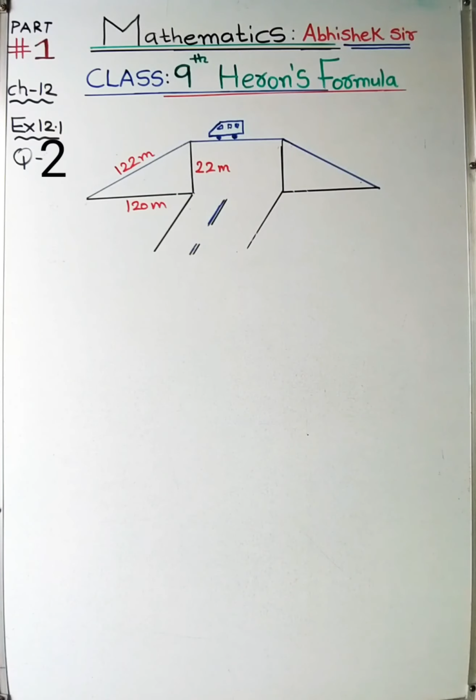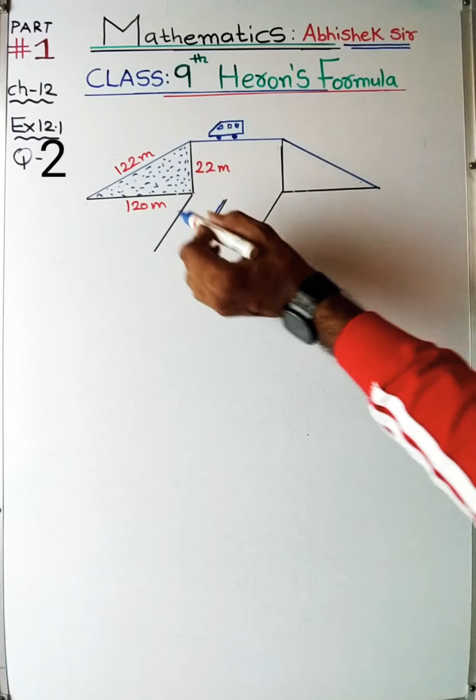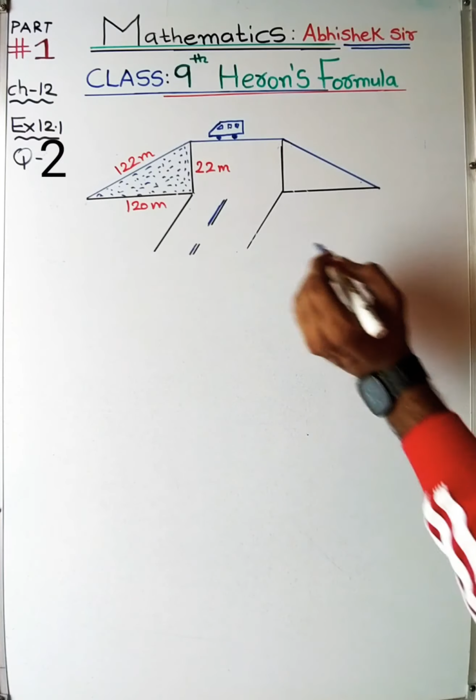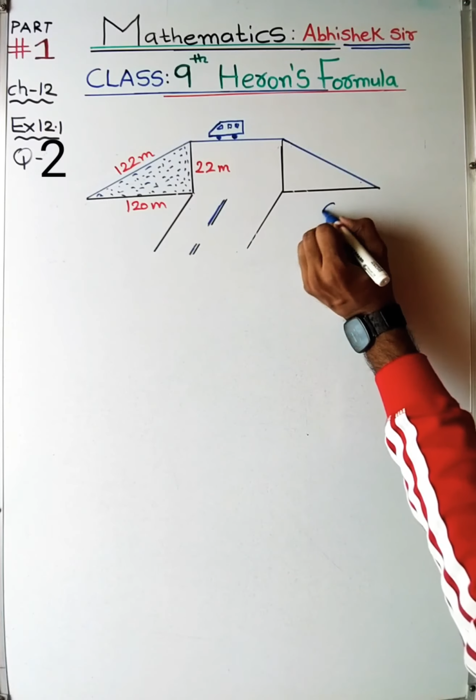The triangular side walls of a flyover have been used for advertisement. This is the area that we will be finding. Clear? Now the sides of the walls are 122 meter, 22 meter and 120 meter. In the figure which is given in the textbook, I have tried to draw that. Now advertisement yield an earning of rupees 5000 per meter square per year. So here we have the given information.